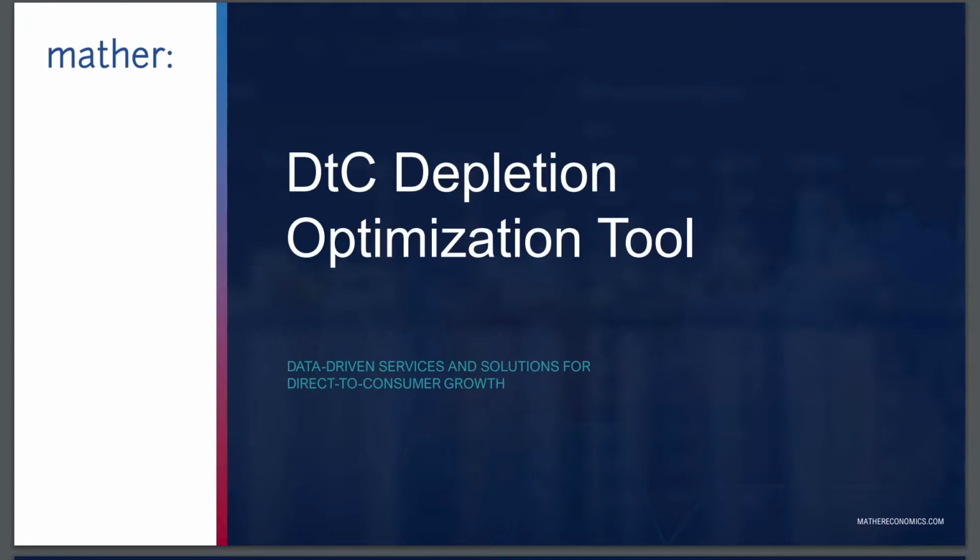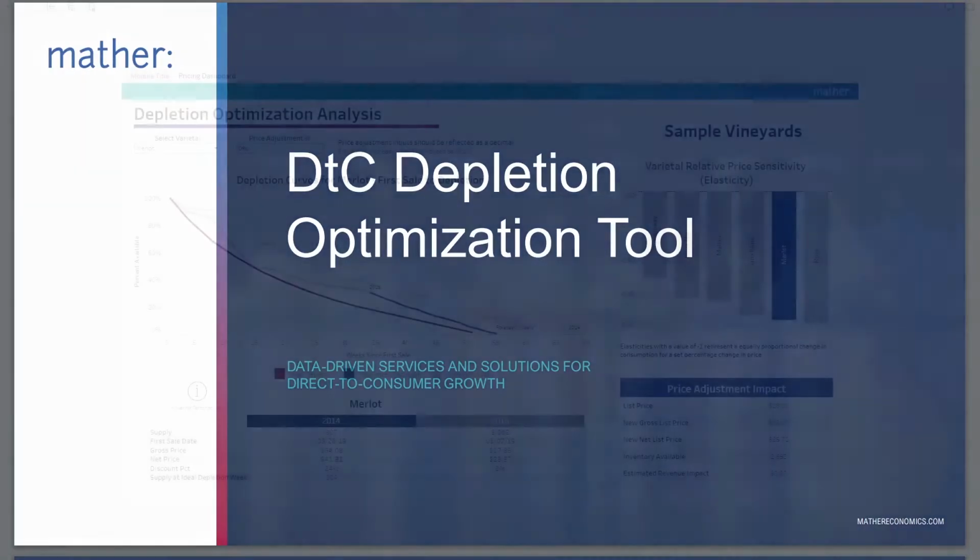We built this tool to provide winery leadership the data and insights to make intelligent pricing and inventory management decisions to support their growing D2C businesses. There are three primary features of the Depletion Optimization tool, and we'll briefly examine each to demonstrate how the tool alleviates pain points for wineries. So let's dive in.